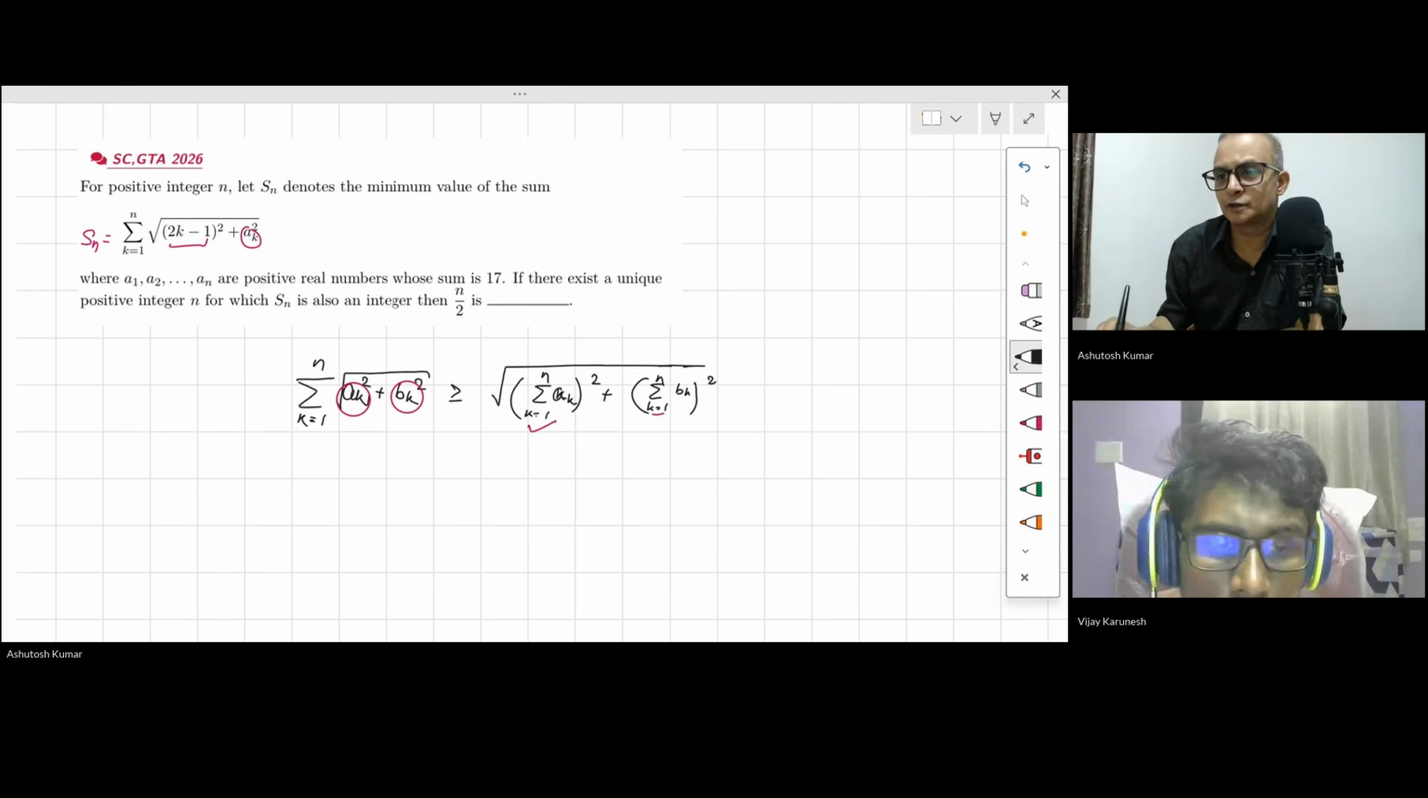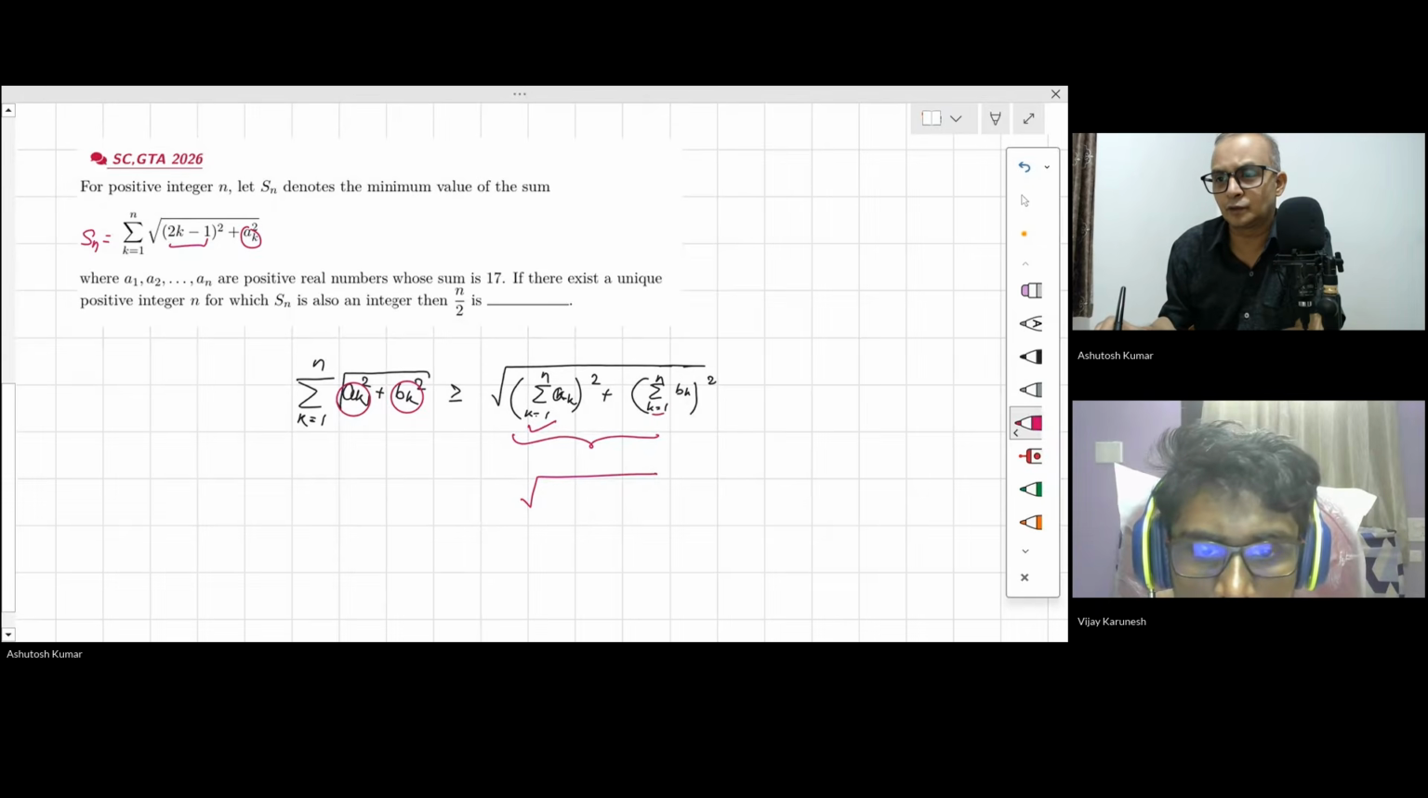So if I take this part only, that will become summation. This one gives you n square. Square plus 17 square. I think n square, no? Yes, sir. n square, squared, plus 17 square. 17 square. And so that's why they have given that positive sum to 17 square.